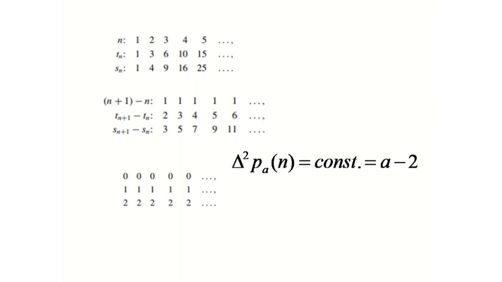And if I again apply the difference operator, we will get a constant term. So we can write that the double difference operator on our polygonal number is a minus 2, where a is the side of the polygon. For example, in the triangular number, a equals 3, which is the side of the triangle. So our double difference is 1, which is 3 minus 2, and similarly for the square.